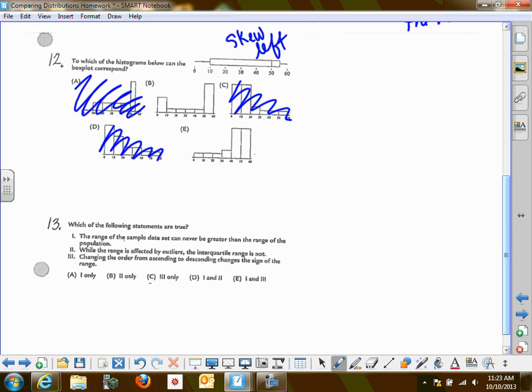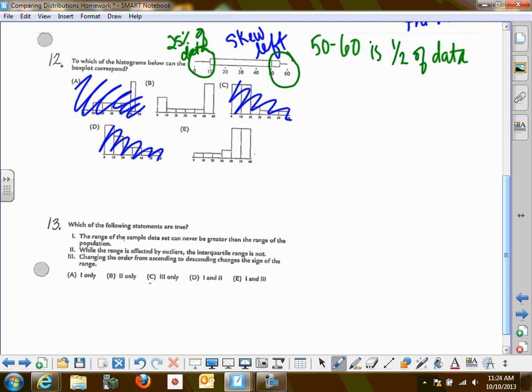The idea that I want you to think about when you're doing that is, from 50 to 60, how much of the data should there be? From 50 to 60 should have half of the data. Okay, how about from 0 to 10? How much of the data should you have? 25% of the data.